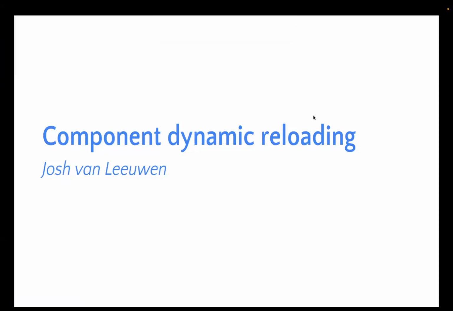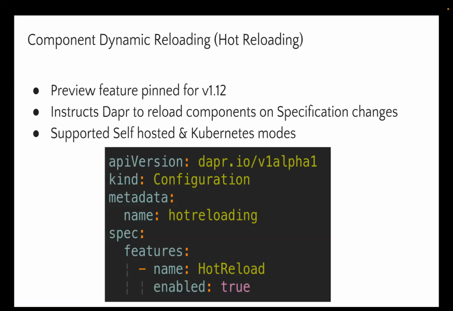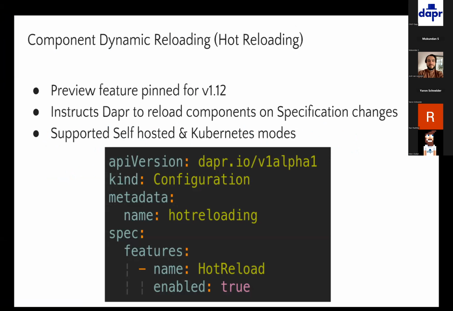So hi everyone, I'm Josh. I'm a developer on Dapr. I work for Diagrid, and I've been working on this new feature that's going to be in preview, and it's pinned for 1.12 at the moment, and it's called component dynamic reloading. You may also see it referred to as hot reloading. That's how we're naming it in Dapr. And this has been a highly requested feature in Dapr for quite some time.